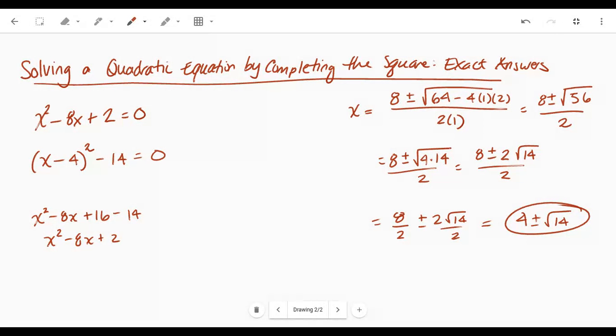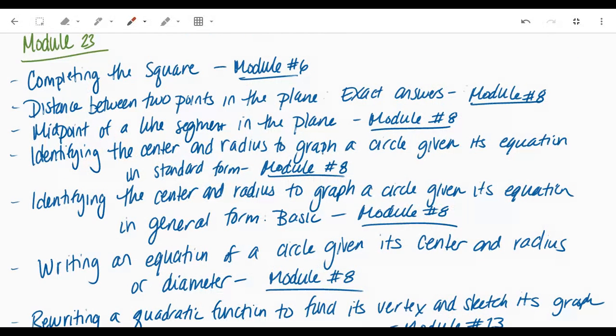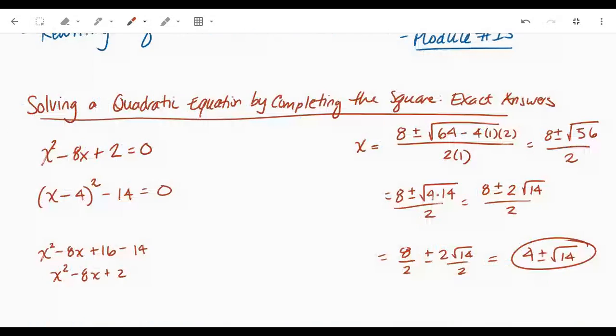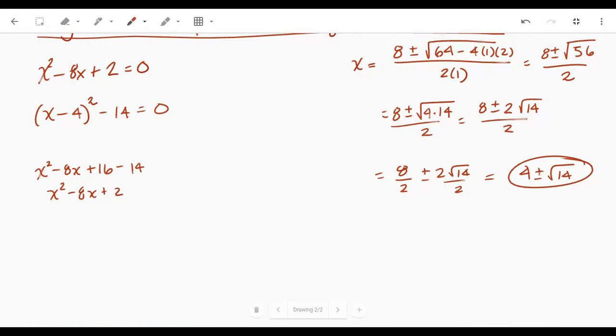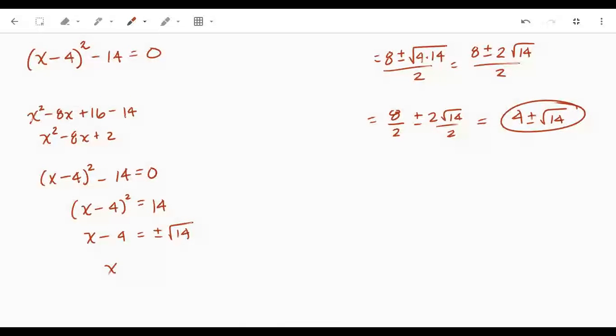So if you need to review with that, again, scroll back up here, in module 6 we did completing the square. Okay, once you have that done, you need to solve for x. So we can add that 14 to the other side. We can square root it. Just make sure that you do positive or negative square root of 14. Since x minus 4 could be the square root of 14, or it could be the negative square root of 14. And then when we square it, we get 14. So x is 4 plus or minus the square root of 14.